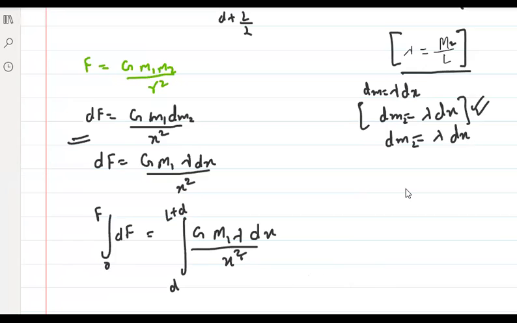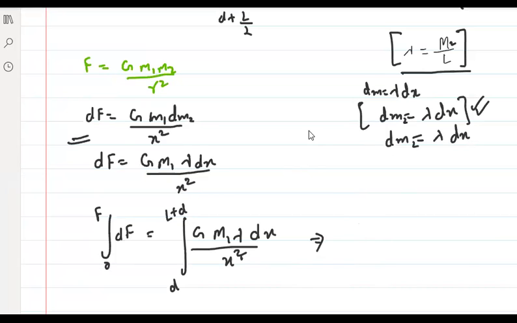Now, if you would have taken dL, then the integration limit would have changed. Okay, Sneha? Now you're getting it. Sneha, what would have happened if you had taken dL?